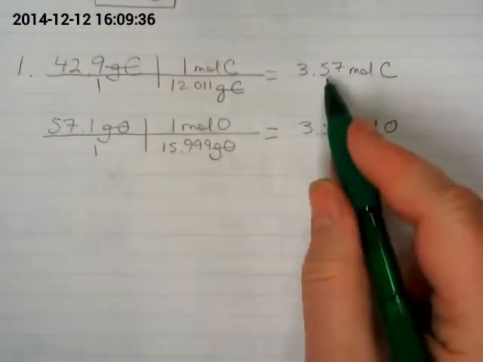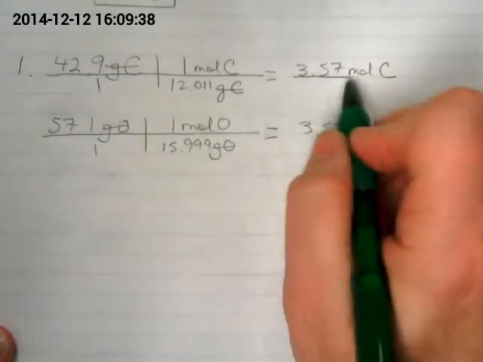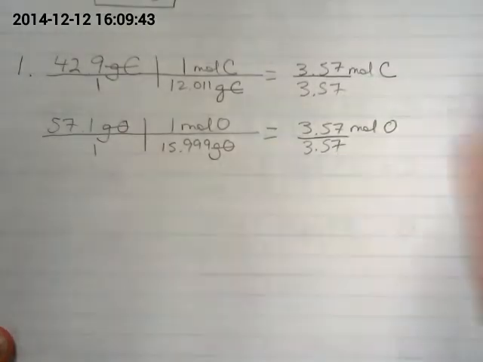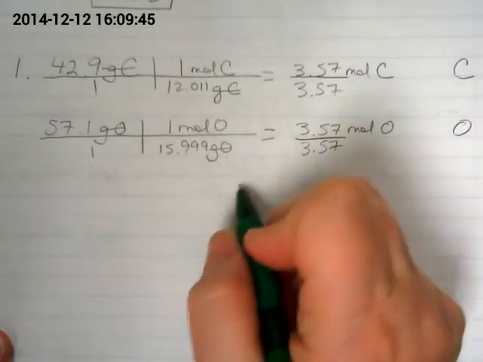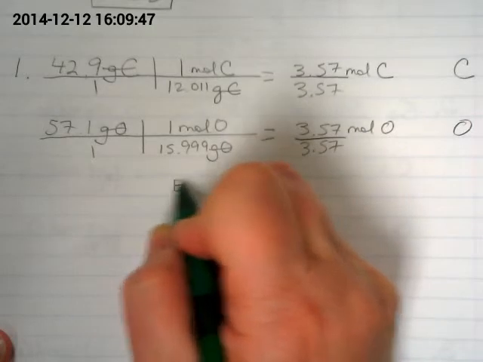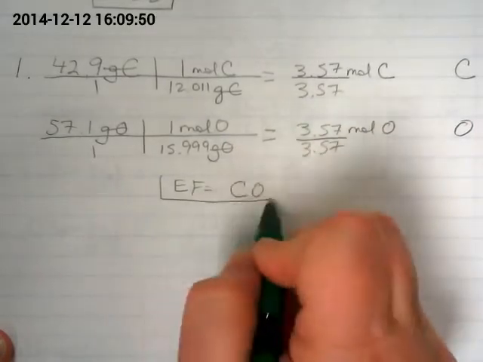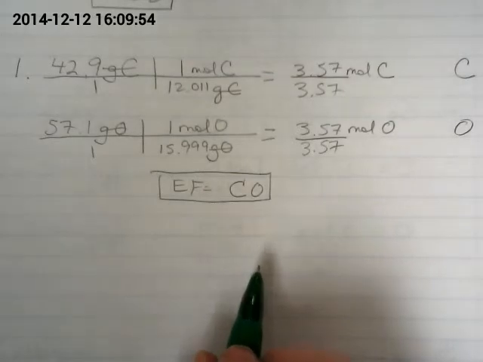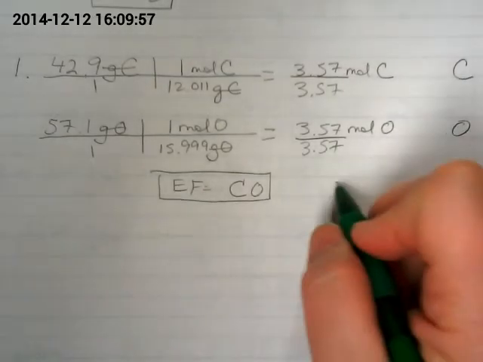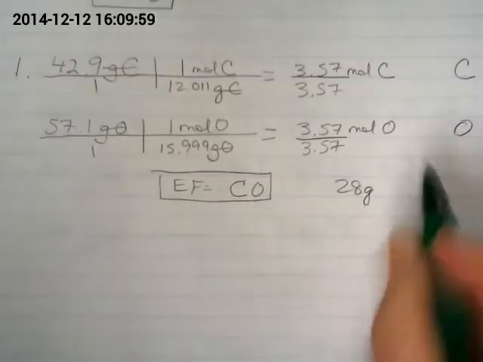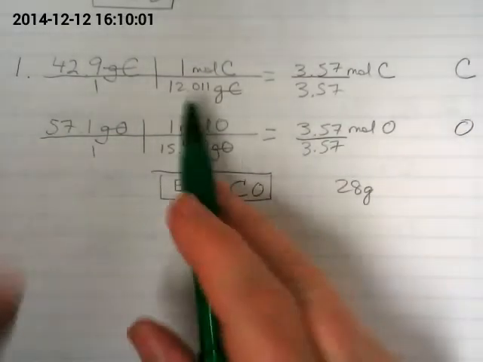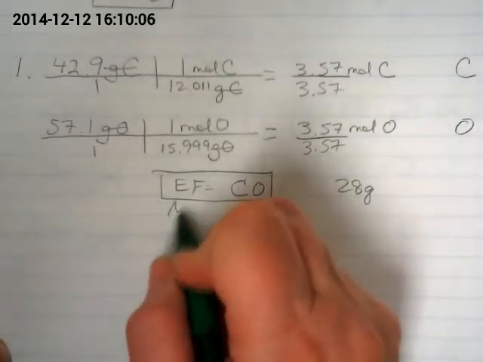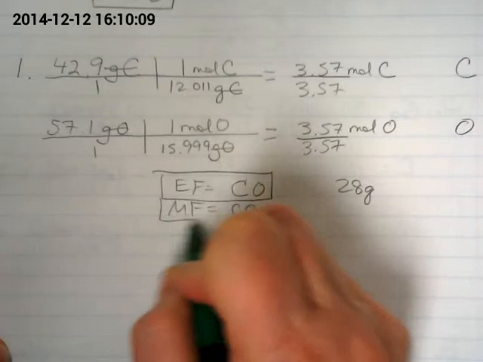These are not within 0.2, so we're going to divide them both by the smaller number, and look at that, they're the same. So when we divide those, we're going to get 1 carbon and 1 oxygen. So our empirical formula is carbon monoxide. Now it asks us what is the correct formula, and it tells us the molecular mass is 28 grams. Well, if we add carbon, which is 12, and oxygen, which is about 16, that's 28 grams, so this is also our molecular formula. Carbon monoxide.